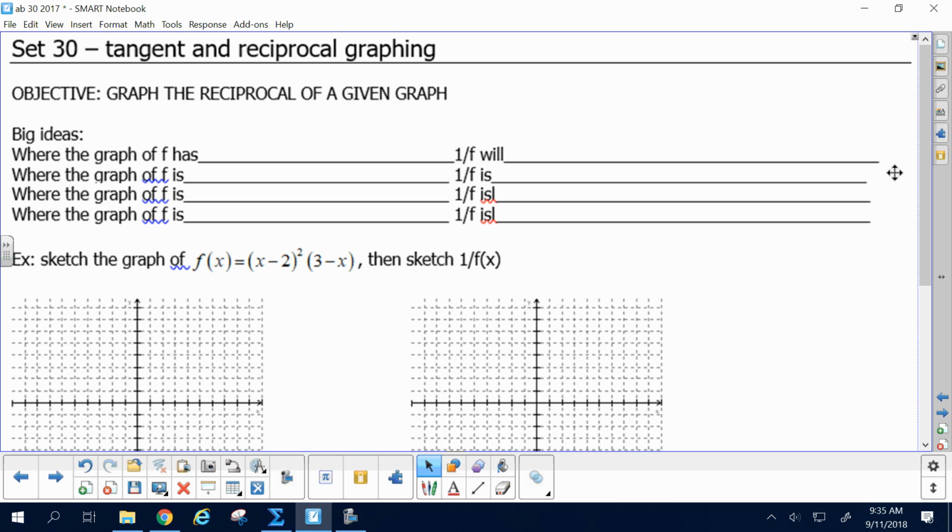Can you graph secant and cosecant? We'll see. Can you graph tangent and cotangent? We'll see. And can you graph reciprocal functions? You might even say, what does that mean? Okay, well then, here we go.